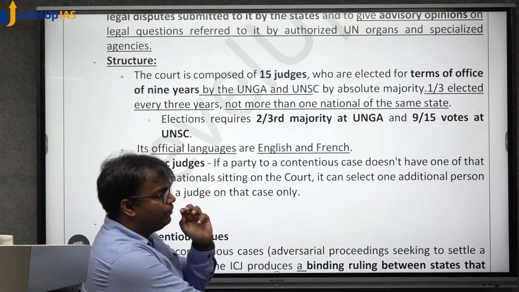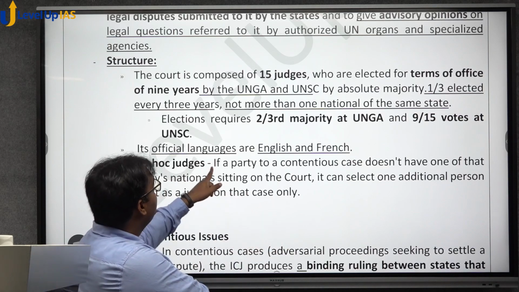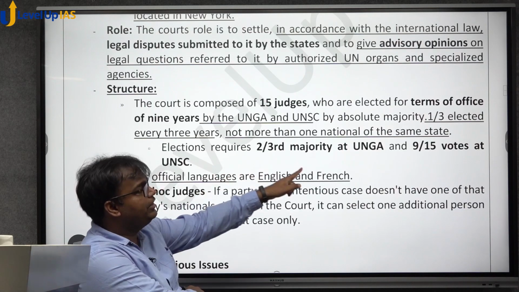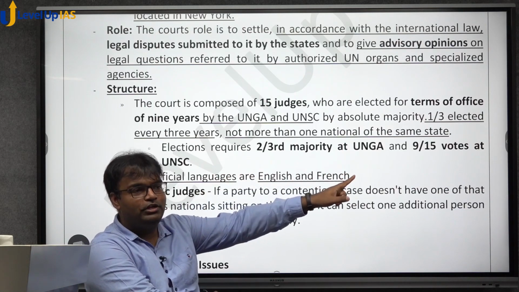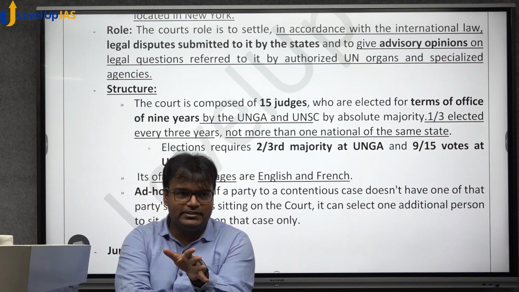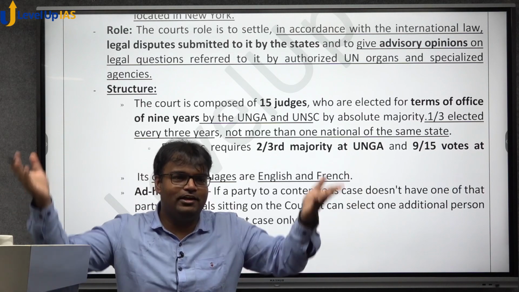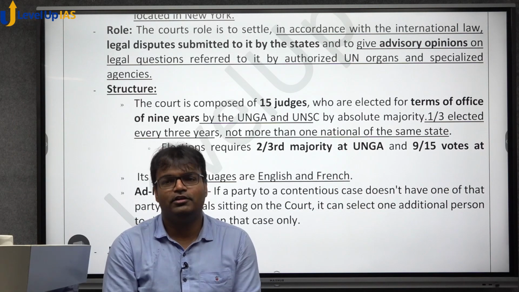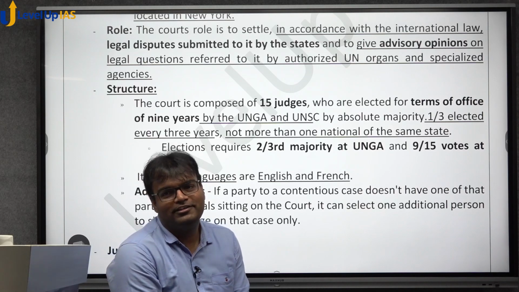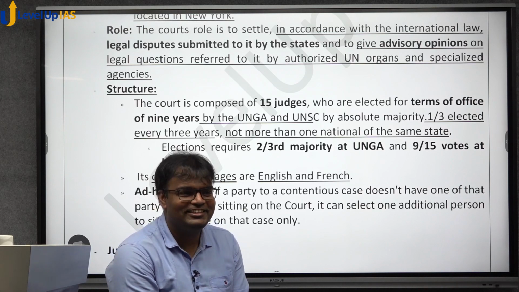Now, how are judges appointed? I had already told you about that: elections require a 2/3 majority at UNGA and 9 out of 15 votes at UNSC. I have already explained this. If you are getting supported in one, not supported in another, again, until the United Kingdom gets tired and leaves. We are stubborn anyway, we are not going to step back. Right?